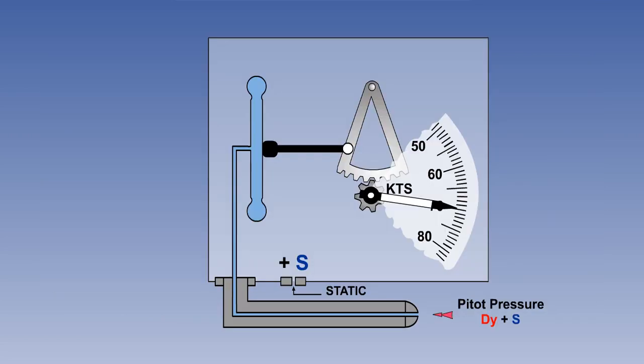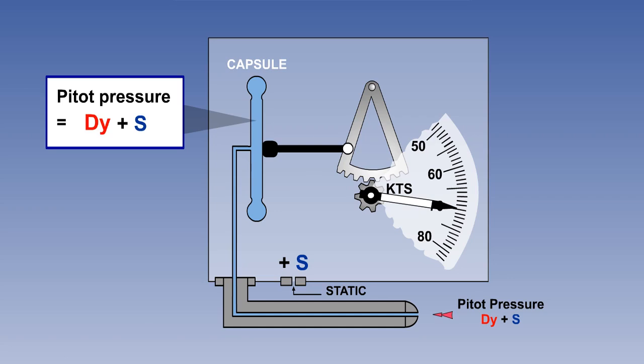The airspeed indicator, or ASI, can be thought of as an airtight box, or instrument case, into which the static air pressure is fed. Diagrammatically, the instrument is shown here, and on our diagram we will call the static pressure S. Inside the instrument case is a thin-walled metal capsule, which is capable of expansion and contraction. Pitot pressure is fed into this capsule, and we can see this capsule represented here in blue. We will call the Pitot pressure dy plus S.